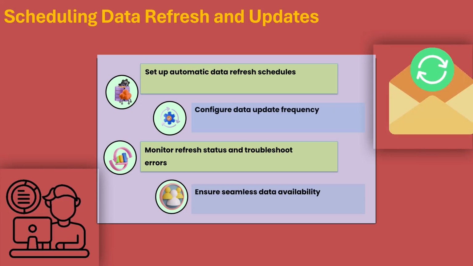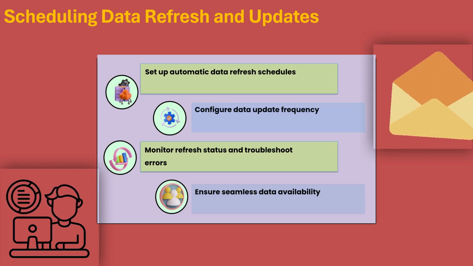Imagine setting an alarm clock for your data. Yes, scheduling refreshes is just like that. First, we set up automatic refresh schedules so data stays fresh. Then we configure how often updates should happen, daily, weekly, or whenever coffee runs out. Next, we monitor the refresh status and fix errors, because things love breaking at the worst times. And finally, we ensure everything runs smoothly so users get the latest data, not outdated leftovers.